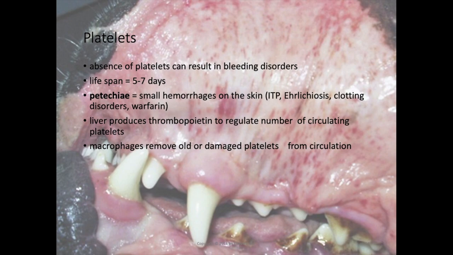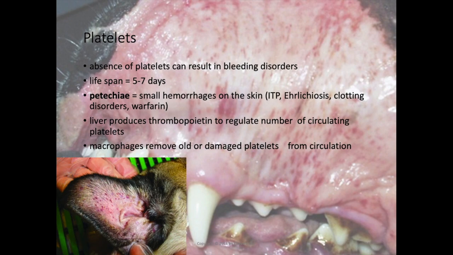The liver produces thrombopoietin to regulate the number of circulating platelets. Macrophages remove old or damaged platelets from circulation. So that's sort of the process of platelets, with a little sidetrack about petechia. Just a little bit more about petechia. We can see it anywhere on their skin. We don't generally see it in their sclera, but typically we notice it on their mucous membranes, and then we'll search around their body to confirm it.